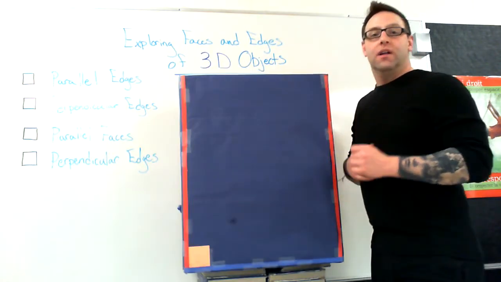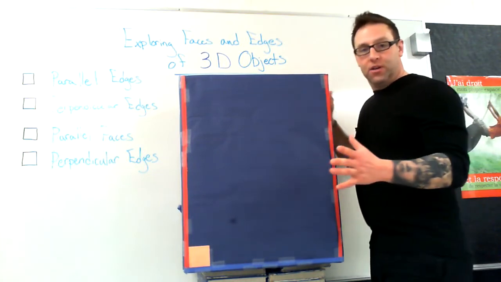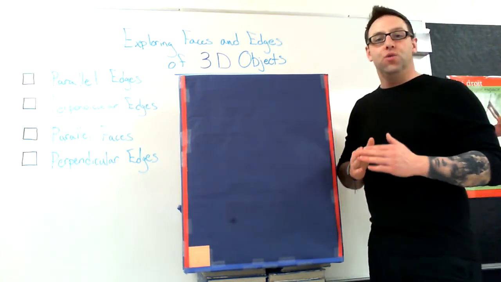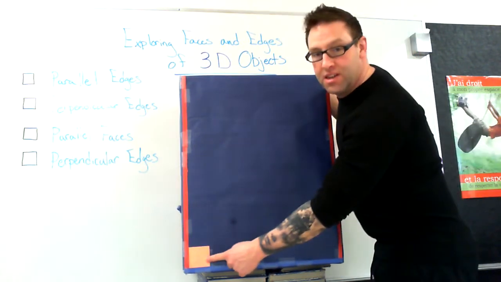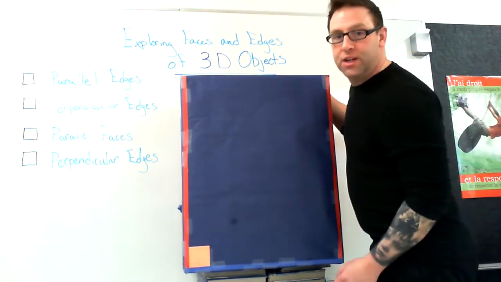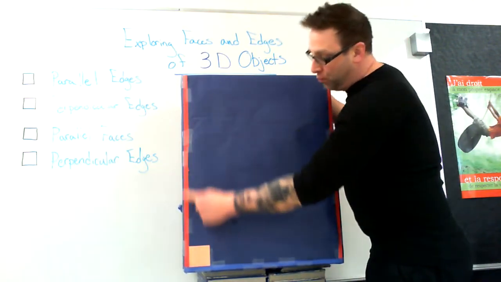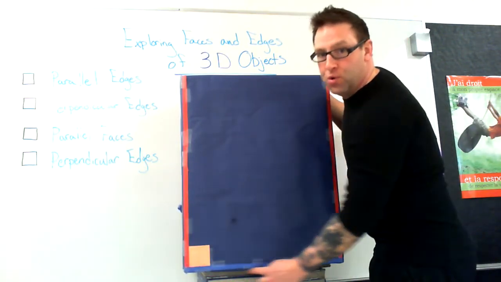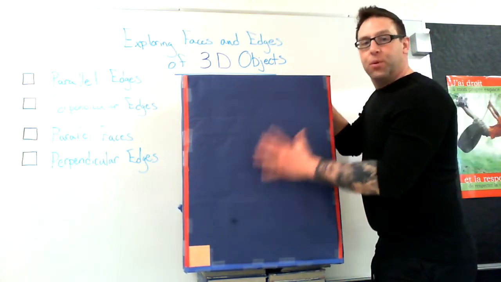Now, let's talk about perpendicular edges. Perpendicular, to review, are two lines that meet at a right angle. You can see that I've added in the little square down here to show that this is a right angle. The red edge and the blue edge of this face are perpendicular.